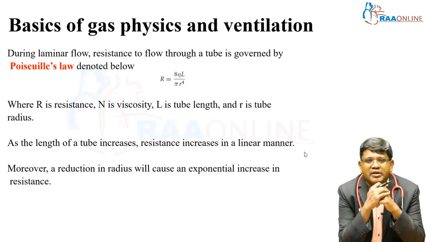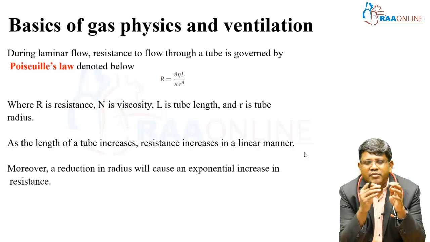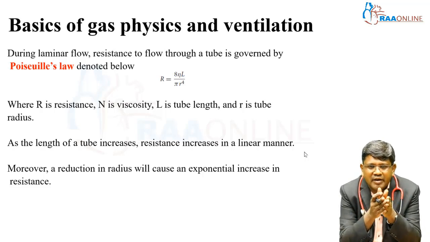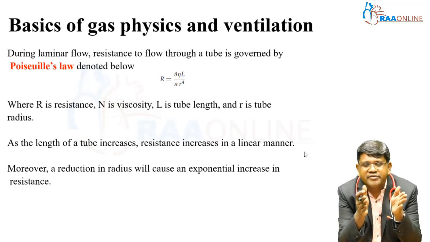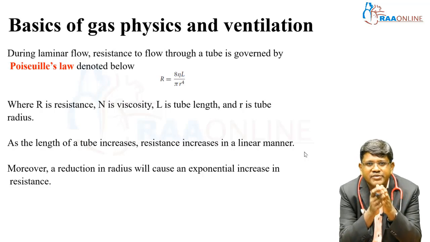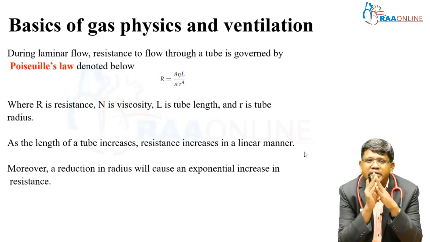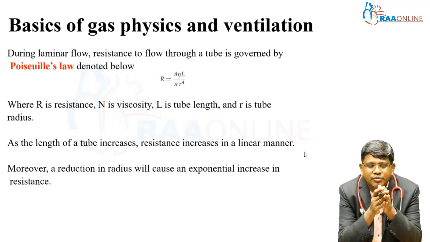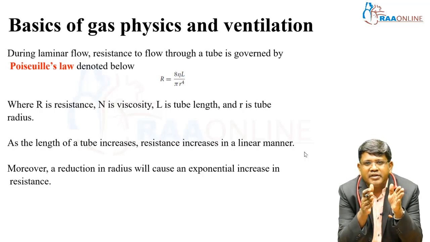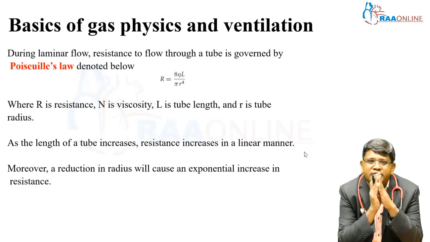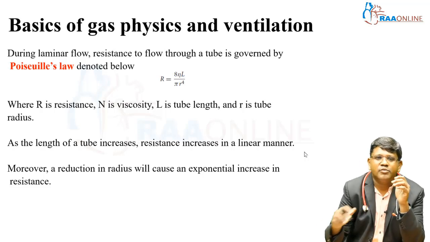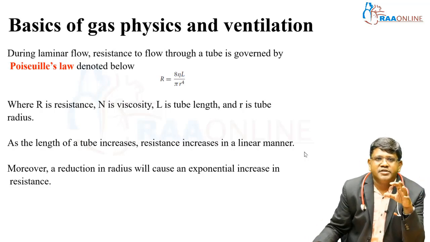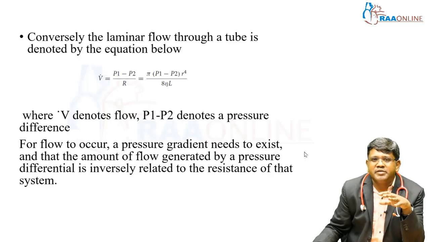The second important law is Poiseuille's law: the resistance is equal to 8 times viscosity times the length of the tube divided by pi r to the power 4. Again, the resistance is inversely proportional to the radius. CPAP helps to increase the pharyngeal airway, thereby reducing the resistance. It is simple to understand. CPAP helps to reduce the resistance by increasing the radius of the tube. As the length of the tube increases, resistance also increases. So this is the basics of physics which is applicable in CPAP.